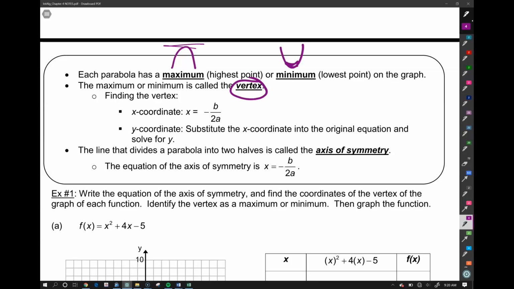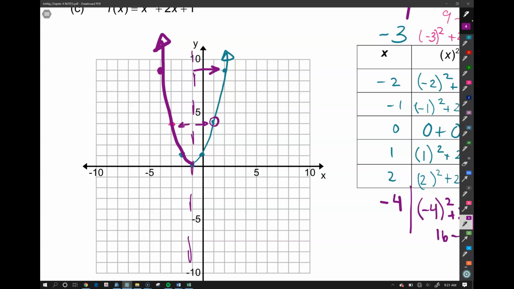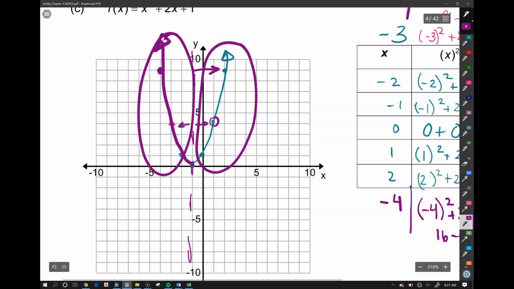Okay, cool. All right, so each parabola has a maximum or a minimum. The x value of your vertex, you find by saying negative b over 2a. And to find the y coordinate, you plug whatever number negative b over 2a is back into the original equation and you'll find the y. And the line that divides a parabola into two halves is called the axis of symmetry. So up here, I was introducing you to the axis of symmetry. Notice the left half is the same as the right half. This section over here is symmetric to this section. It's kind of like you just folded it over. It's the same U.